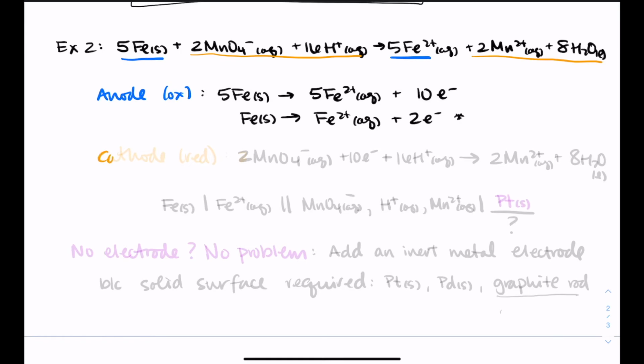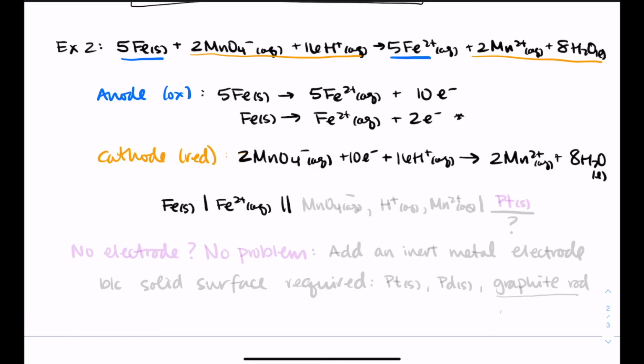So my anode, my oxidation, the electrode is solid iron. The solution has iron 2 plus. That's it. Salt bridge. On the right side, I've got permanganate, and I'm going to put aqueous after this, and then a comma because I still have other things in solution. And H plus is one of those things, aqueous. And Mn2 plus is also there, also aqueous. Now, I don't have to list those 8 waters because I have aqueous as a state for all of these things.